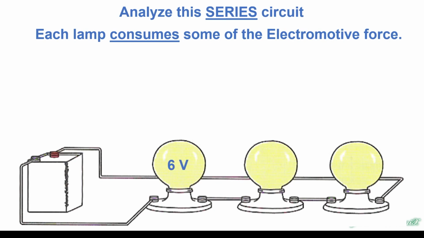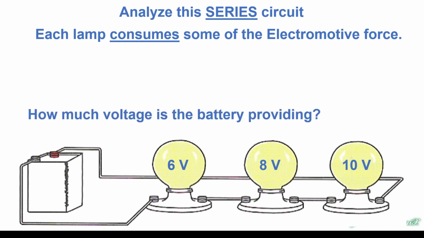Sometimes the voltages can be the same, sometimes they can be different because they might be different resistances, different loads, okay? Let's assume that these lamps are, the first one is a 6-volt lamp, the next one is an 8-volt lamp, the next one is a 10-volt lamp. How much voltage is the battery providing to power each one of these lamps? This is kind of shorthand for that same question. ET means electromotive pressure total. Sometimes we just say VT for voltage total. Voltage total equals something we don't know, volts.